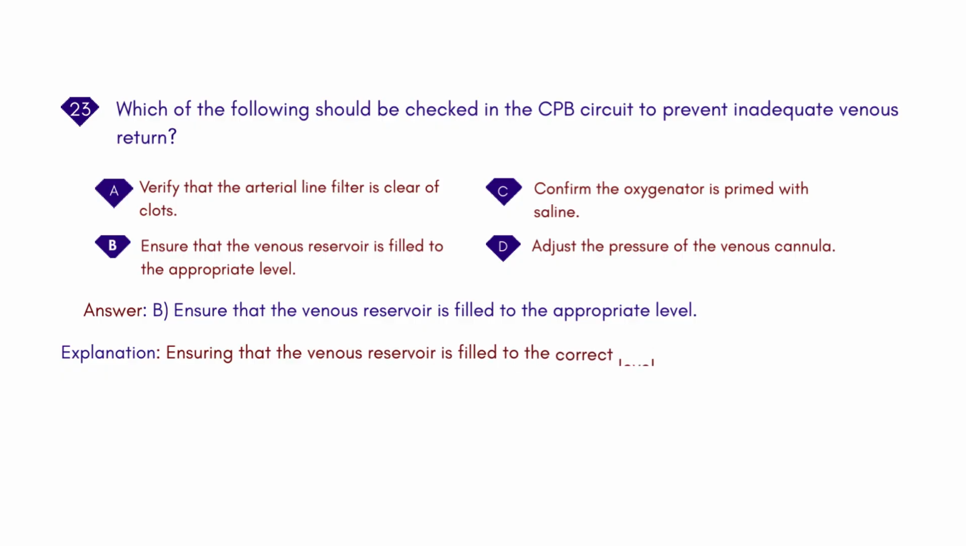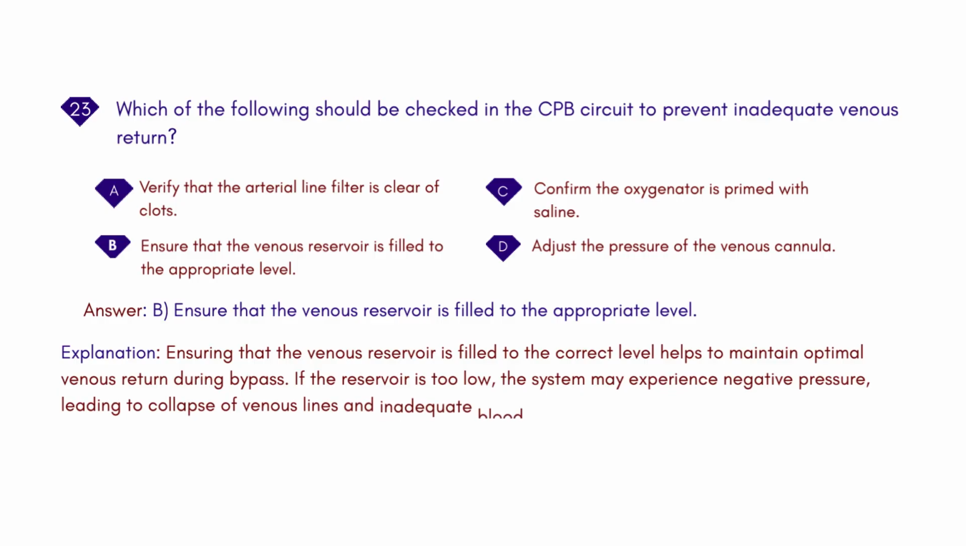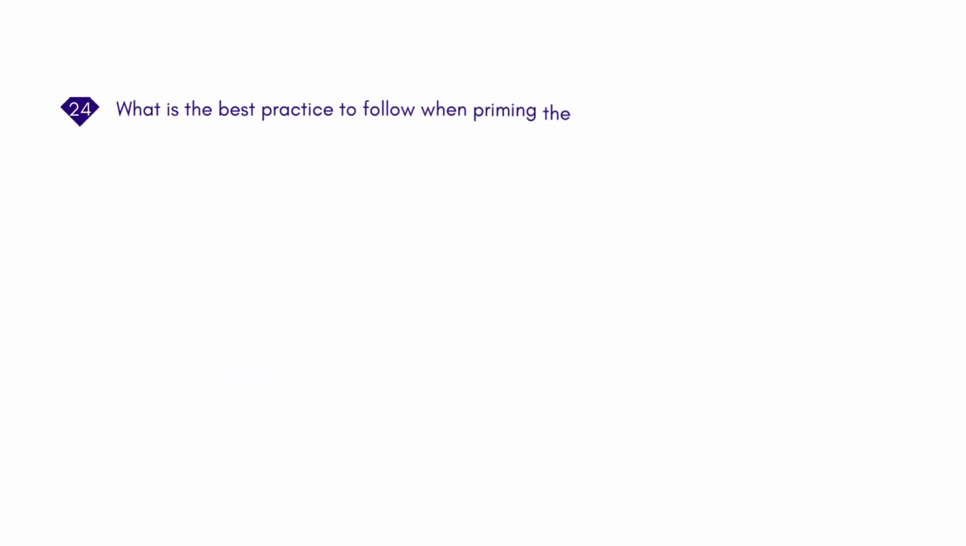Explanation: Ensuring that the venous reservoir is filled to the correct level helps to maintain optimal venous return during bypass. If the reservoir is too low, the system may experience negative pressure, leading to collapse of venous lines and inadequate blood return. What is the best practice to follow when priming the CPB circuit?